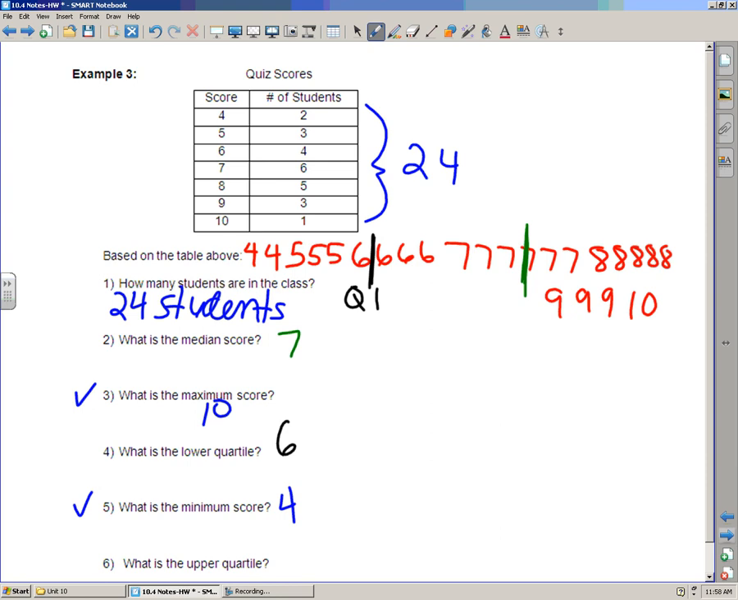The upper quartile, I've got to go in 6 also. 1, 2, 3, 4, 5, 6. I've got 6 on either side of that. What's nice is on either side of my upper quartile, they're both the same score, so the upper quartile score is an 8. Okay, so there you go.